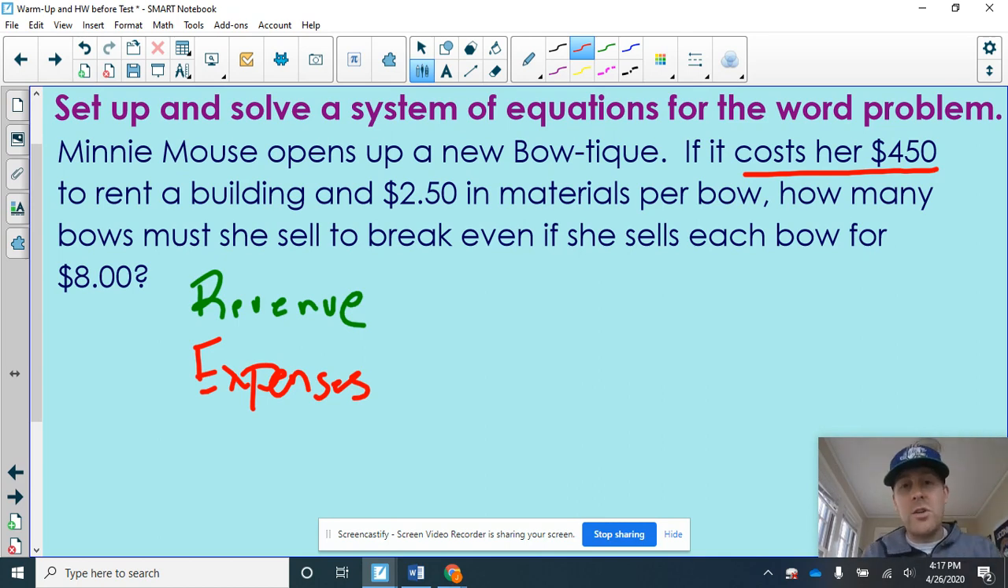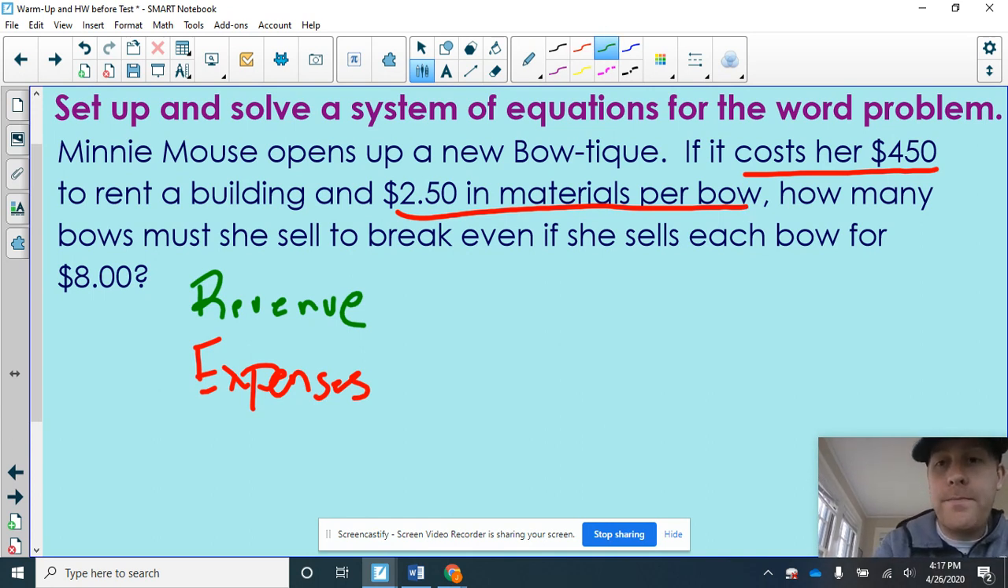It also costs her $250 in materials per bow. That amount is going to change based on how many bows she sells. Then it says she sells the bows for $8 each. If she's selling them for $8, that means people are purchasing them for $8, or Minnie Mouse herself is earning $8 per bow. So that would be part of her revenue.